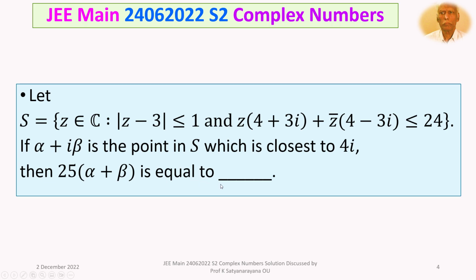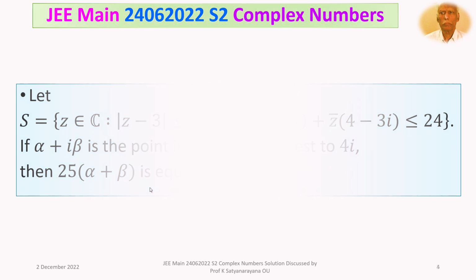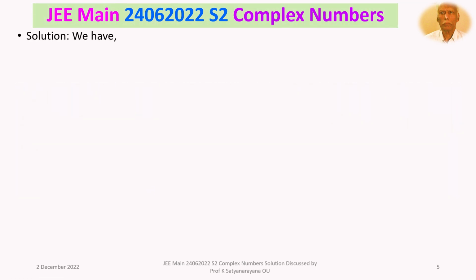So we are given a set S consisting of Z belongs to the set of complex numbers satisfying these two conditions. And in that region S, alpha plus i beta is the point which is closest to 4i. Then we have to find 25 times alpha plus beta. We now discuss the solution of the problem in detail.